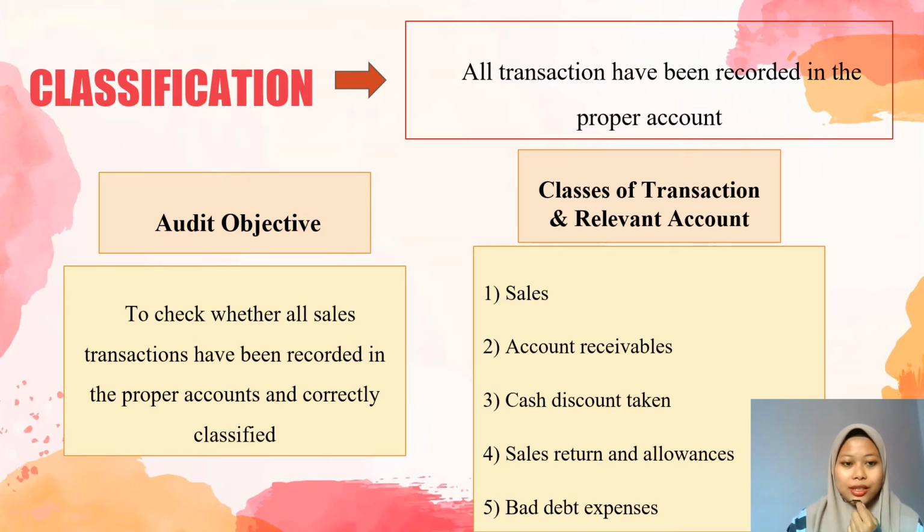The next section is classification. All transactions have been recorded in the proper account. The audit objective is to check whether all sales transactions have been recorded in the proper accounts and correctly classified. For the classes of transaction and relevant accounts: first, sales; second, accounts receivable; third, cash discount taken; fourth, sales return and allowance; and the last one is bad debt expenses.